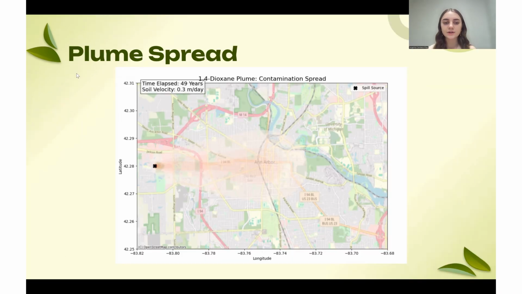Me and my group created a simulation in Microsoft Colab to help visualize the spread of the 1,4-dioxane plume. The X shows where the plume originated from Gelman Sciences, and over the course of 50 years, the 1,4-dioxane plume has completely covered all of Ann Arbor.